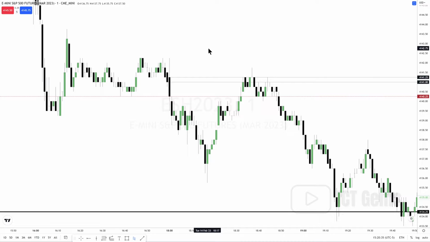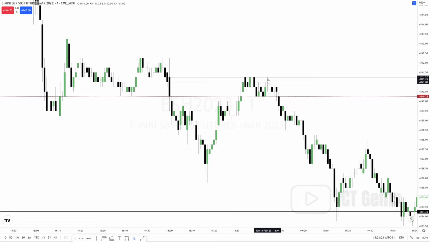New week opening gap is where we have the difference between where we closed on the previous week's Friday and the new Sunday's opening. New day opening gap is the difference between where we close at 5 p.m. New York local time and where we open at 6 p.m. New York local time. Going over here, you can see the bodies are respecting it.